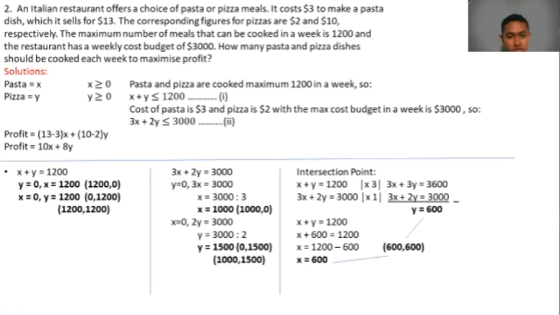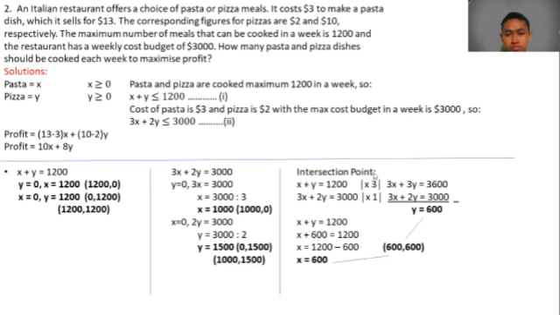Next is the second equation, 3x plus 2y equals 3,000. To find the x point, we put y as 0, so we get 3x equals 3,000, and then x is 3,000 divided by 3, so x is 1,000. Then we put x as 0, so we get 2y equals 3,000, and then y is 3,000 divided by 2, so y equals 1,500. So the points of the second equation are 1,000 and 1,500.